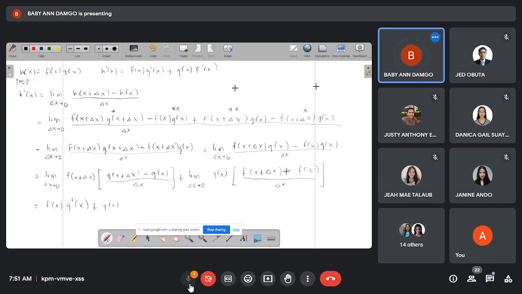So next, for this we take the limit. This is just the derivative of the function f of x.